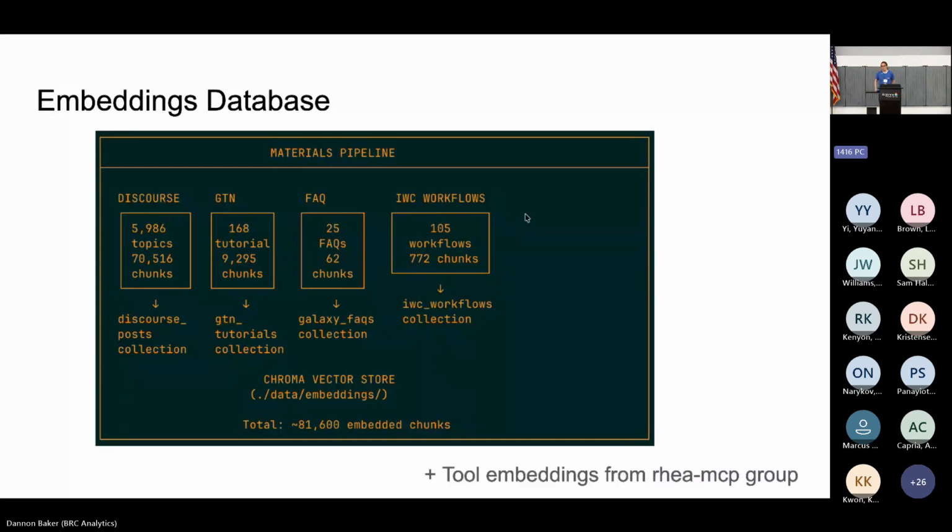And so we have an embeddings database that is constructed from all of those sources to make them easily searchable in the MCP context. And we're also going to add the tool embeddings from the RIA MCP group. So we're going to hear about that after this presentation.